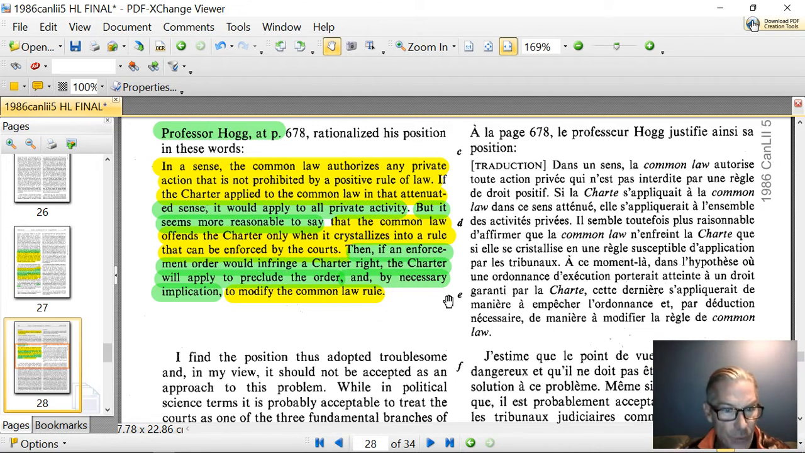Then, if an enforcement order would infringe on a charter right, the charter will apply to preclude the order and by necessary implication to modify the common law rule. And I would argue against Professor Hogg's opinion that the common law authorizes any private action that does not cause harm.